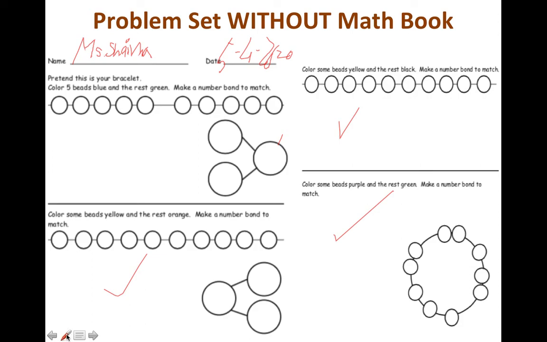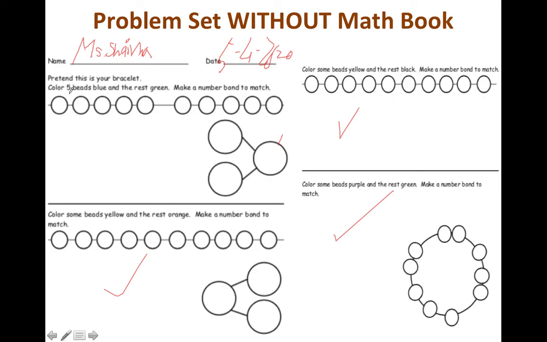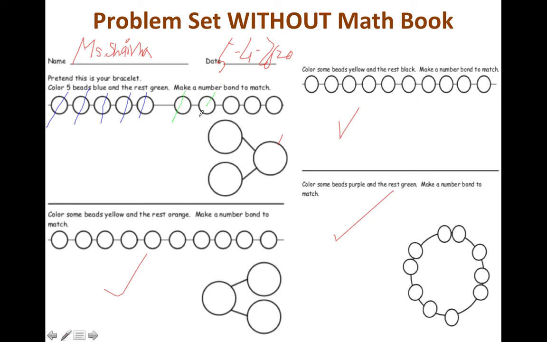I have to color some blue, so let's take out my blue pen. I have to color 5 blue. You don't have to color them in if you don't want to, and if you don't have crayons, it's okay. You can just shade some of them with your pencil and leave the rest blank. So I'm going to color 5 blue and the rest I have to color green. I'm just going to put one line through it to show I colored.